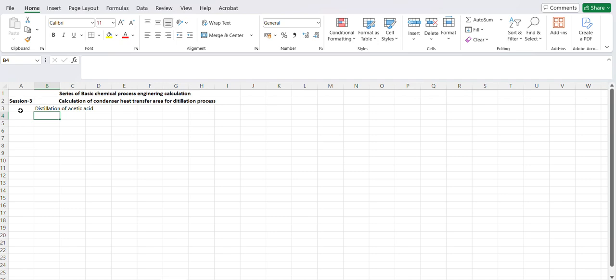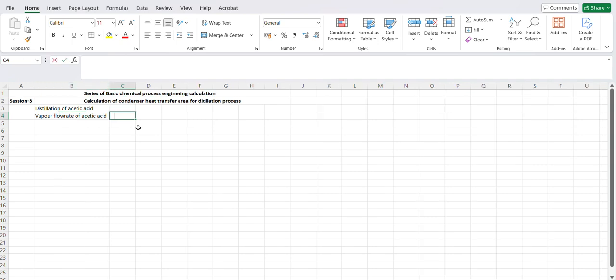So initially we just assume the vapor flow rate of acetic acid. We assume here the vapor flow rate of acetic acid is approximately 450 kg per hour. We need to consider some basis, so we are going to consider 450 kg per hour of acetic acid vapors. So we have to calculate the heat exchanger required for this particular application of 450 kg per hour of vapor flow rate.